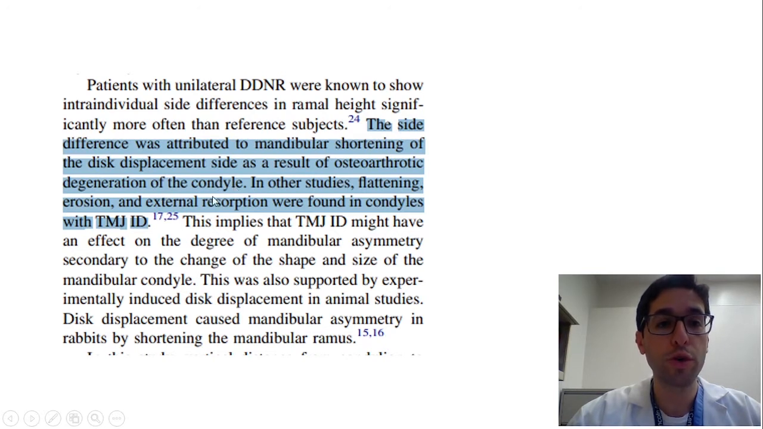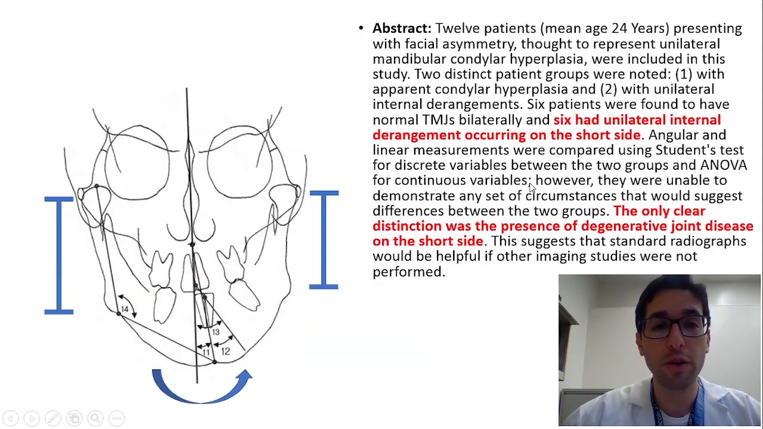In other words, erosion and resorption was found in the condyle. So the short side, due to erosion and resorption, became the short side, and that's why the disc is displaced. So anyway, it kind of makes sense. It all puts together. Because of erosion you have a shorter condyle, and if you have a shorter condyle, then the disc is going to be anteriorly displaced.